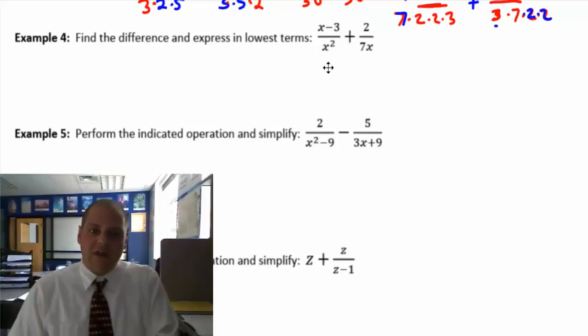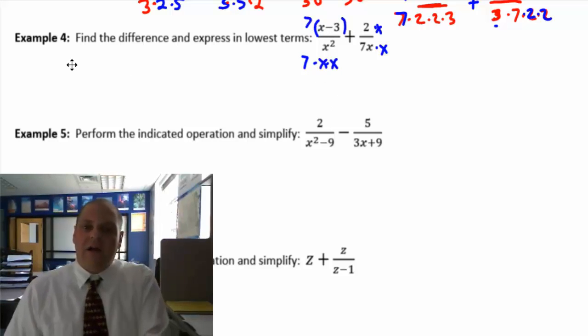Well, x squared is x times x. Okay, and this is 7 times x. That's already factored. So what am I missing here? I'm missing an x here. And here I'm missing a 7. So I'm going to go times 7. And then parentheses times 7. All right? So now I have 7 times x minus 3, which is 7x minus 21. Over 7x squared.